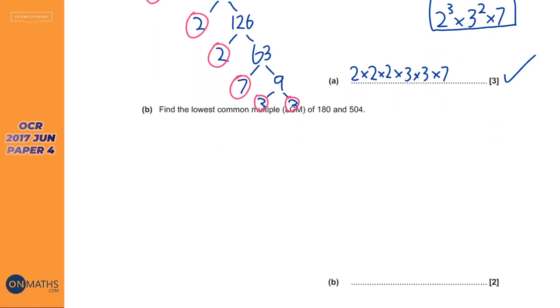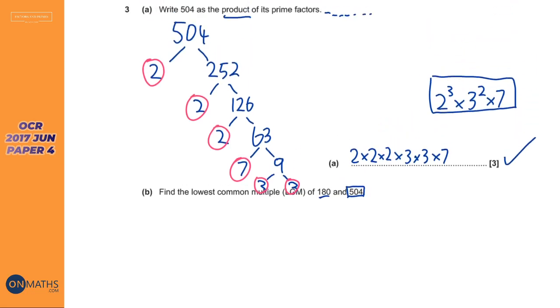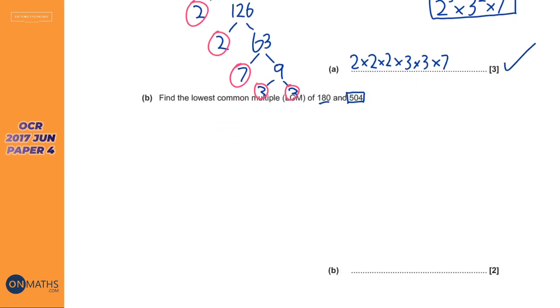Find the lowest common multiple of 180 and 504. So we're going to do the same as we did on the previous question on the Edexcel one. And we're going to do the Venn diagram, but we do something slightly different at the end to find the lowest common multiple. Now there's a reason why they've picked 504, because we've just worked out the product of prime factors for it. So we've kind of helped ourselves out a bit, because we don't then need to do that with both numbers, but we do have to do that for 180.